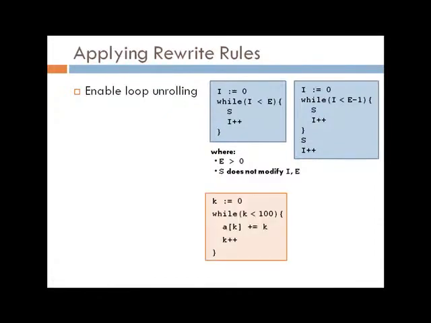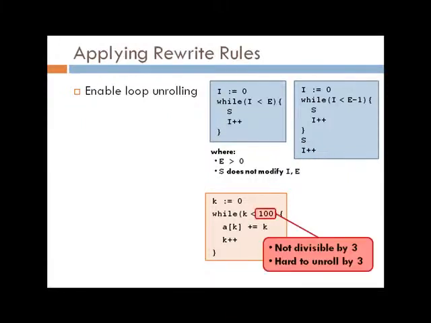Consider this concrete program. Here, we can't unroll the loop body 3 times because the loop bound isn't divisible by 3. However, we can apply our loop peeling rewrite to peel off one iteration of the loop so that the loop bound becomes 99, which is divisible by 3.